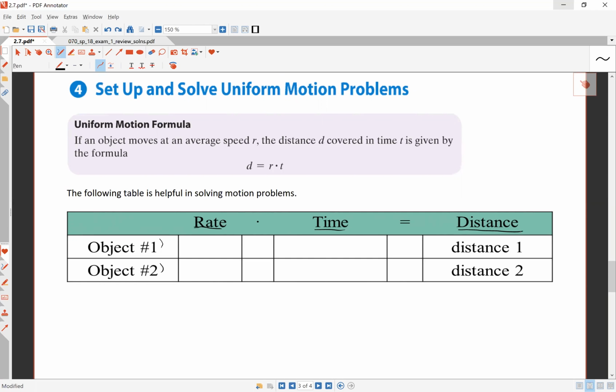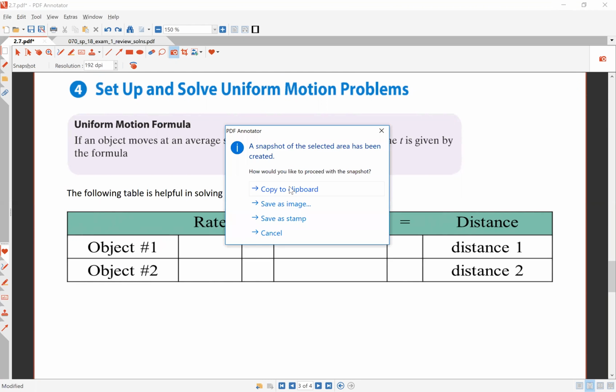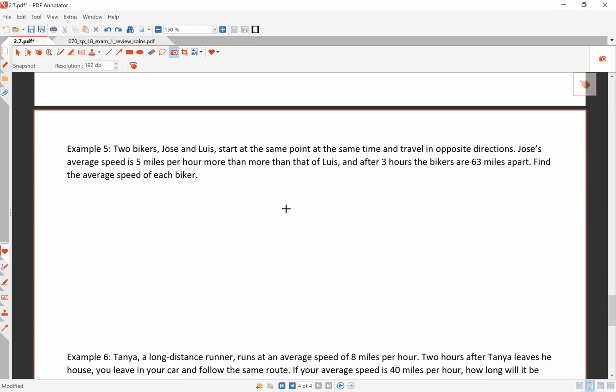The table always helps us set these problems up. I strongly urge you to use a table. So I'm going to take this table and we're going to place it in each one of our uniform motion problems.